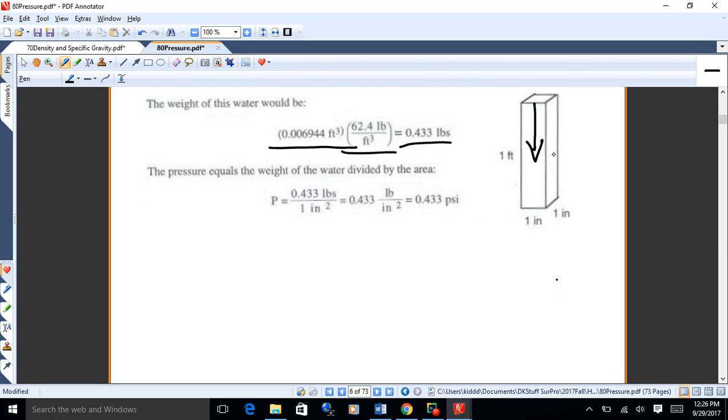So we've got this water and it weighs 0.433 pounds. And then we've got the area on which it acts, which is an inch by an inch. That's a square inch. So if we take the weight, 0.433 pounds, and divide it by the area, 1 square inch, we get the pressure, 0.433 pounds per square inch. So that's the pressure at the bottom of that tube that's caused by the water.